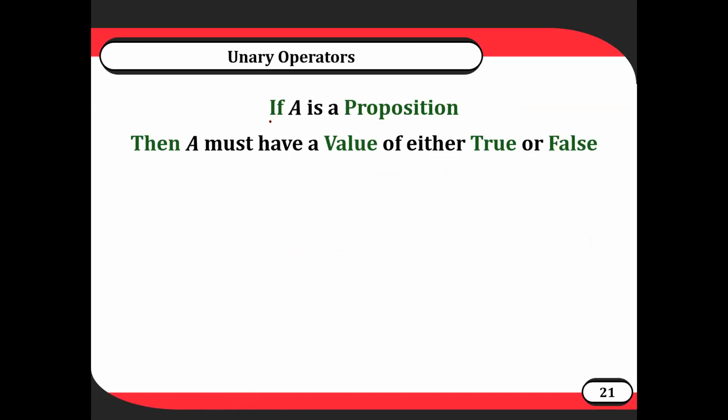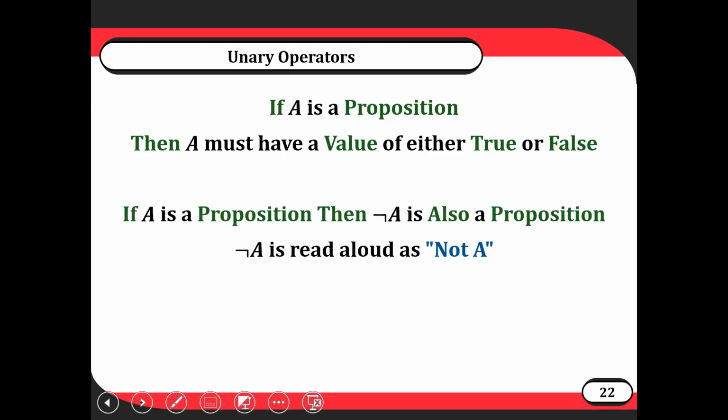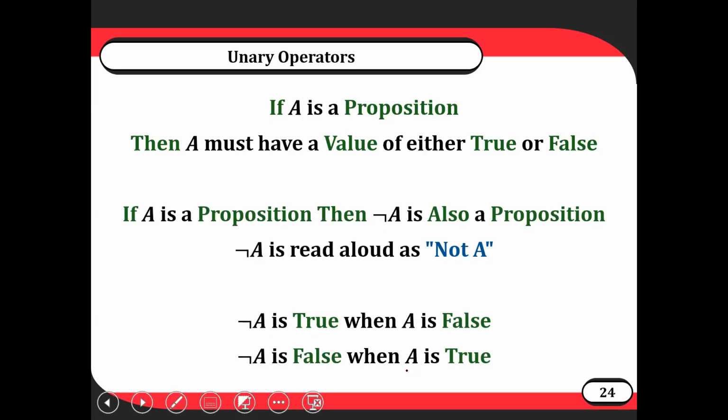If we have a proposition A, then A must have a value of true or false. We talked about before how we could assign it is raining to a variable. So A is a variable that contains a proposition, and that proposition has a definite value. If A is a proposition, then not A is also a proposition. This little symbol here is a negation, and we read it aloud as not A. If A is false, then not A is going to be true, and if A is true, then not A is going to be false. So it changes the value to the opposite value. Since there are only two values, there's only one possible value to change it to.